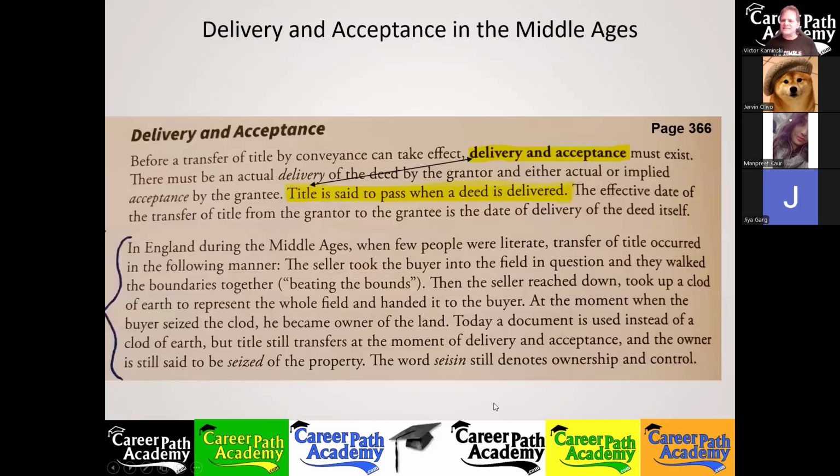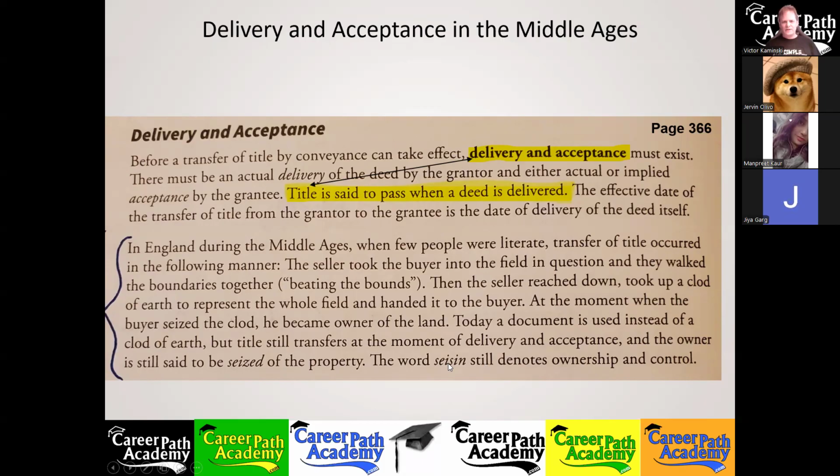The word seisin still denotes ownership and control. So they use that term a lot in the deed, right? The different covenants that we were reading about. They use the term seized. You're seized of the land. You're in control of it. You're in possession of it. You have the right to sell it. You're seized of the land.